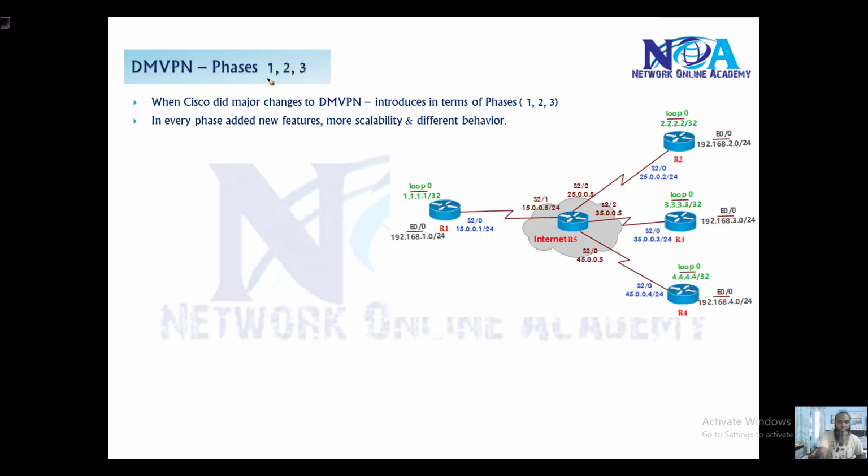So in terms of phase 1 and phase 2, we can say they are obsolete, not used in today's networks. We'll be using only phase 3 in general. But at the end, you need to understand phase 1 and phase 2 in order to understand phase 3 as well. So that's the reason we'll be seeing the differences in phase 1, phase 2 and phase 3 along with the configurations.